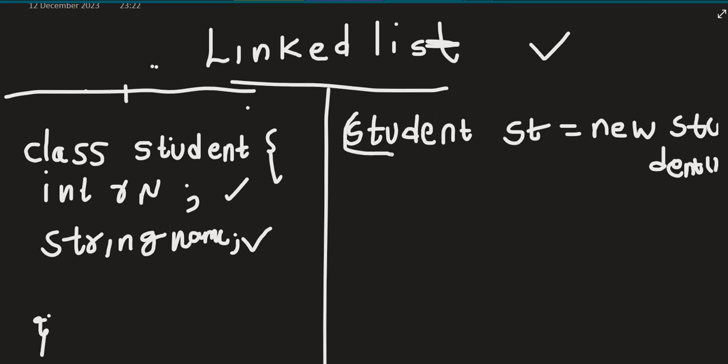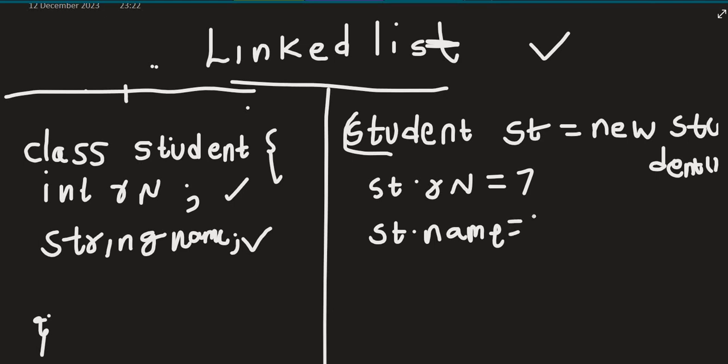I want to initialize this object. So how can I initialize this object? Everyone knows: st dot roll number is equal to 7, st dot name is equal to 10.